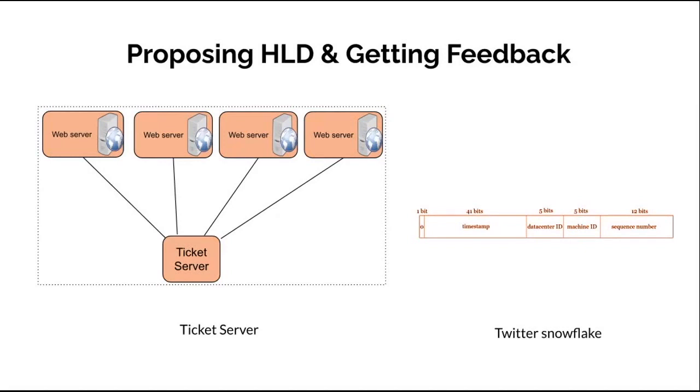So in our system design, we will be using this Twitter Snowflake way to generate unique IDs for our system. That is pretty much it on the Twitter Snowflake unique ID generation part. With this, we complete proposing our high level design and a way to generate a unique ID to the interviewer and getting his feedback. Now, in the next step, we will deep dive into our design.